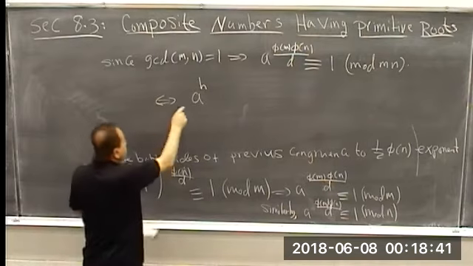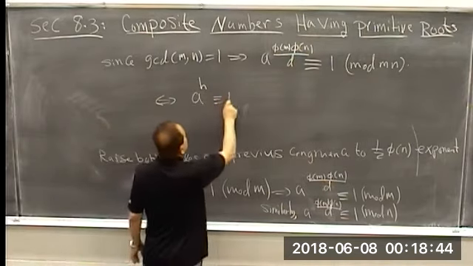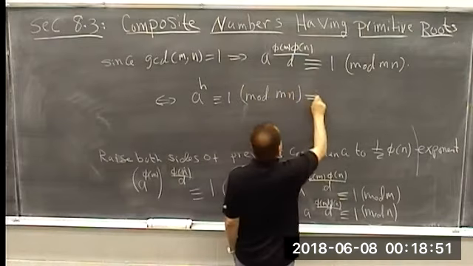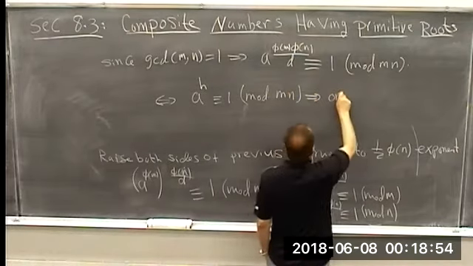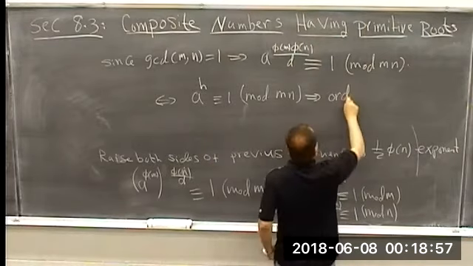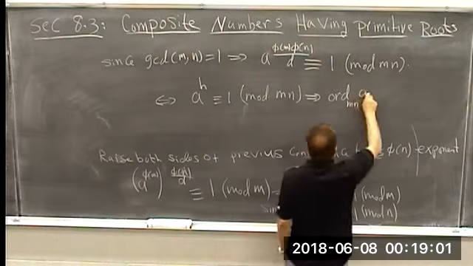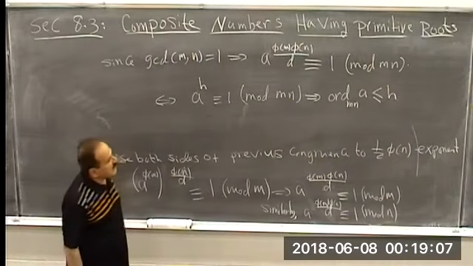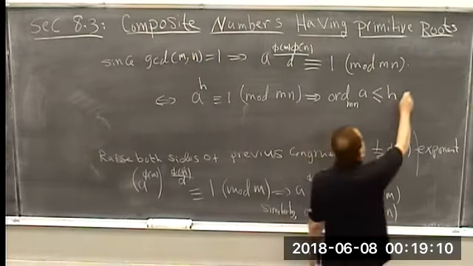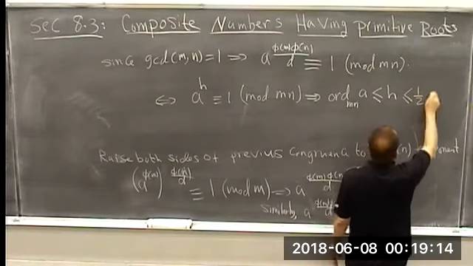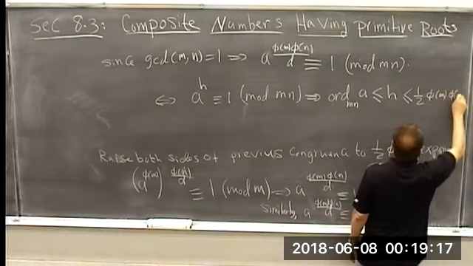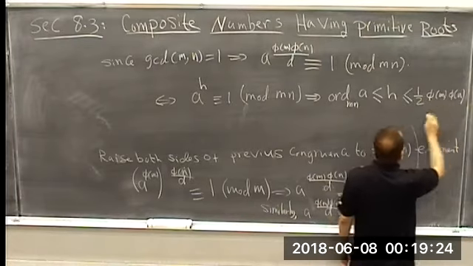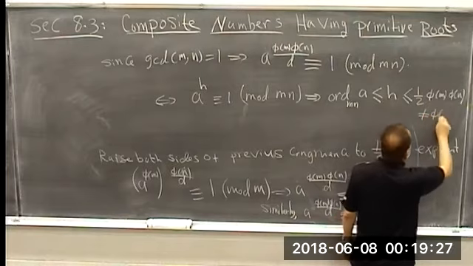Now, this is equivalent to saying that a to the h is congruent to 1 mod m n. And this in itself says that the order of a relative to m n is going to be less than or equal to h. And h, remember, is the least common multiple. But h itself is less than or equal to 1/2 phi of m phi of n, and definitely less than their product, because neither of these is 0.